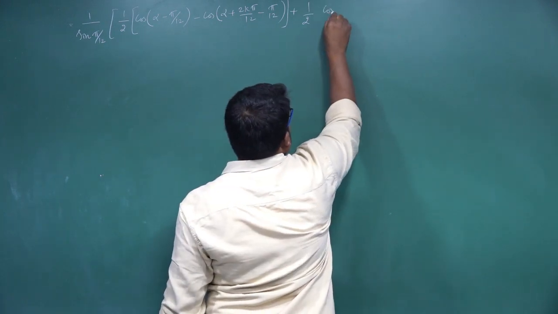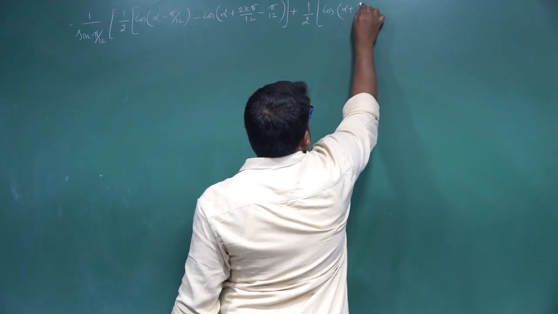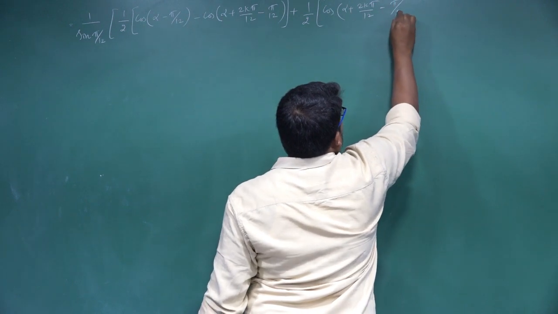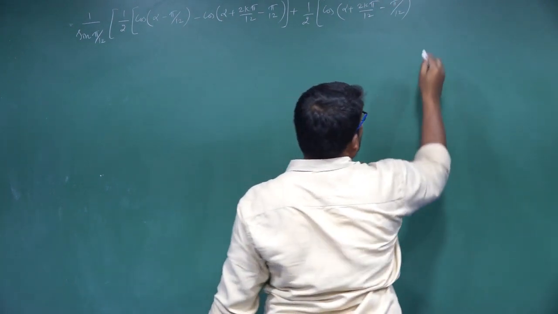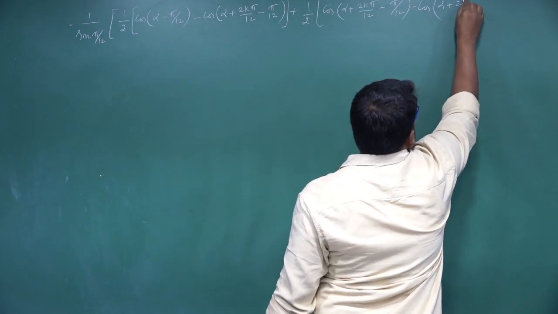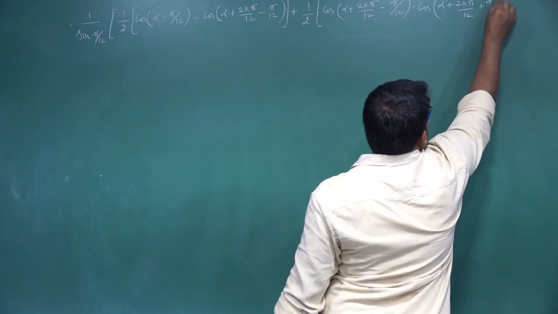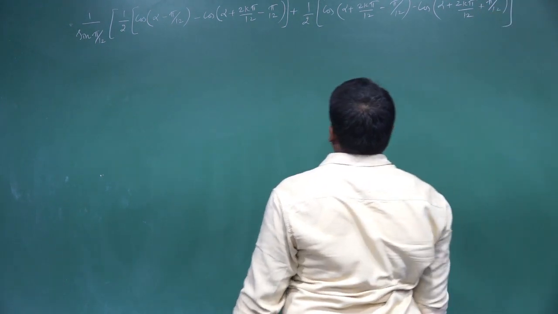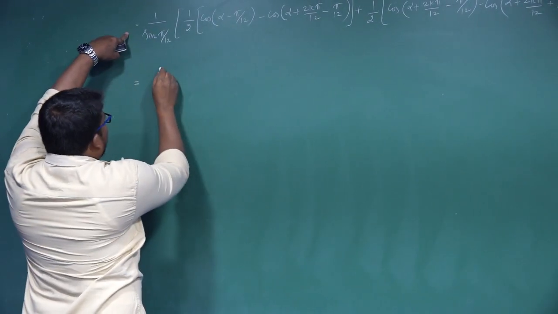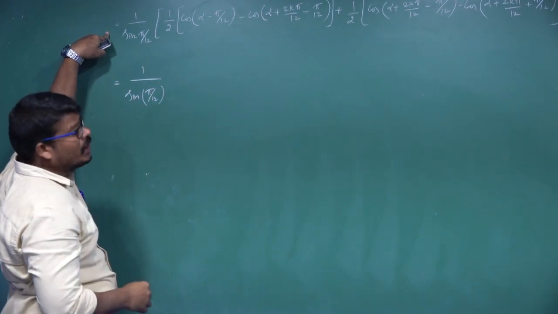Cos of 1 by 2 cos of alpha plus 2k pi by 12 minus pi by 12, minus cos of alpha plus 2k pi by 12 plus pi by 12, is equal to 1 by sin pi by 12.